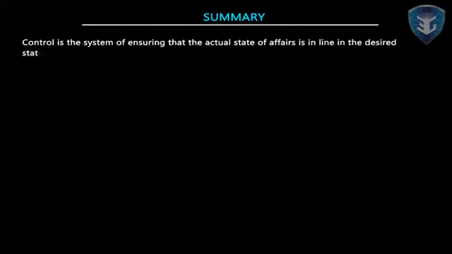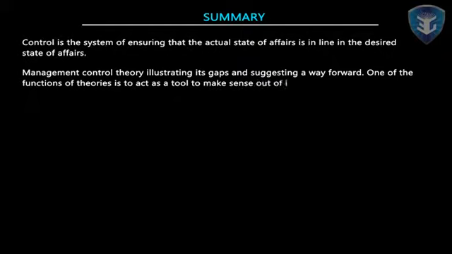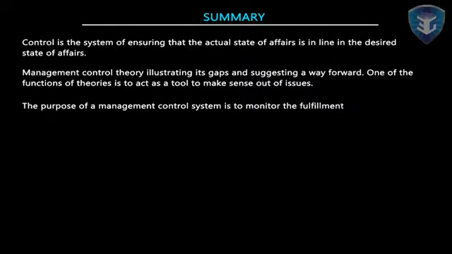Now, in the end, let us summarize what we have learned in this lecture. Control is a system of ensuring that the actual state of affairs is in line with the desired state of affairs. Management control theory, illustrating its gaps and suggesting a way forward. One of the functions of theories is to act as a tool to make sense out of issues. The purpose of a management control system is to monitor the fulfillment of responsibilities in each unit within the company.